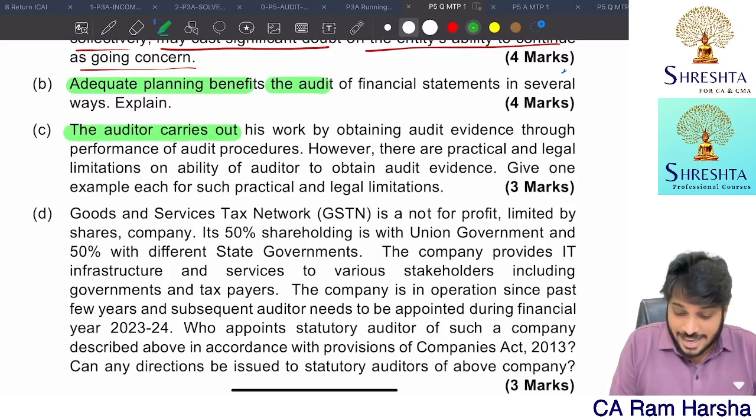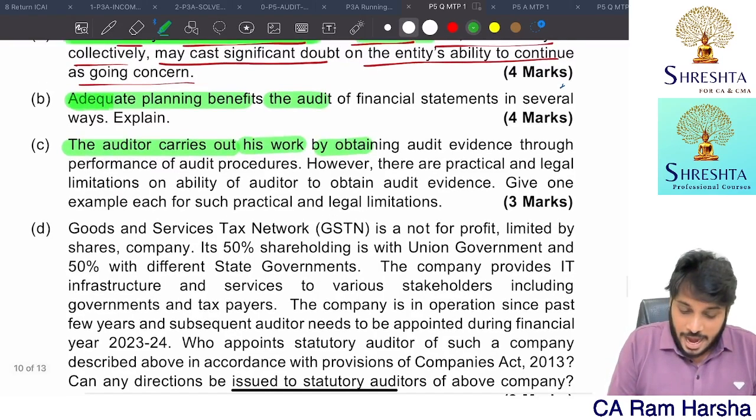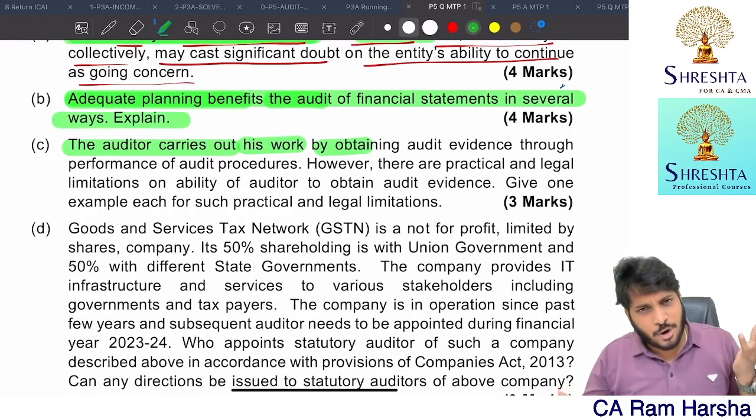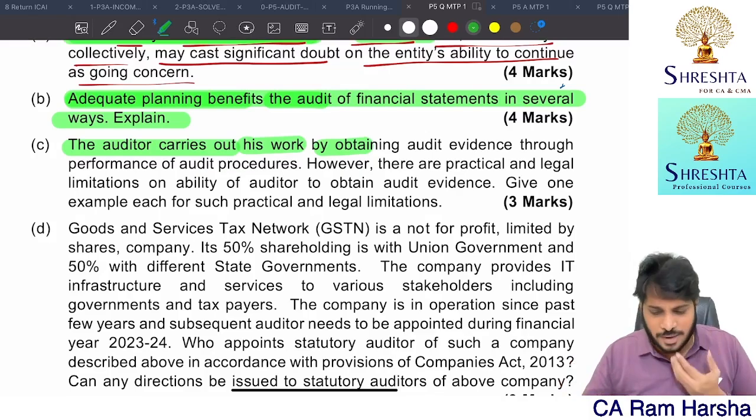The auditor carries out his work; adequate planning benefits the audit of financial statements in several ways. Yes, it's a straight question from the audit strategy chapter. What are the benefits of planning?